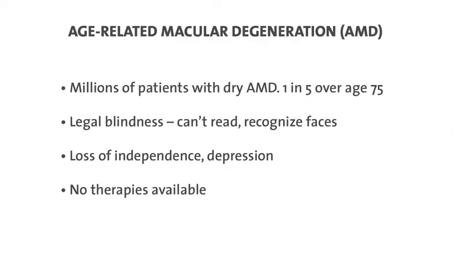So the disease that we work on is age-related macular degeneration. It's a very common neurodegenerative disease, and it actually affects 1 in 5 people over age 75. It's getting even younger. It's moving younger in the population.